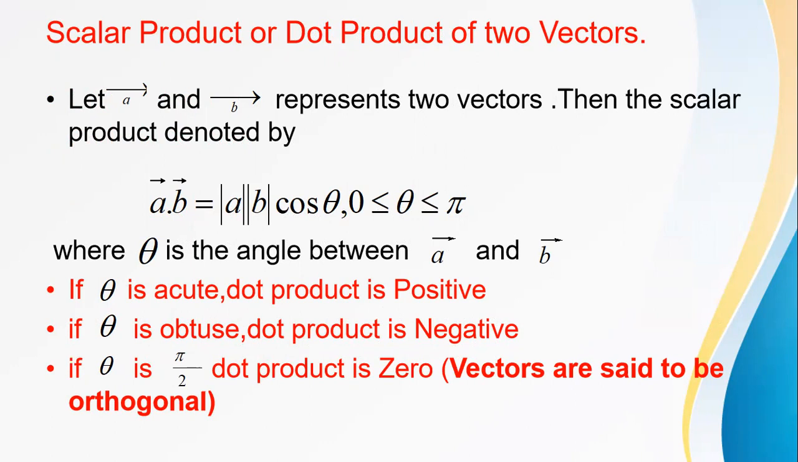If theta is an acute angle, the dot product is positive, and if it is obtuse, the dot product is negative. And if theta equals pi by 2, the dot product is 0. Then we say that the vectors are orthogonal.